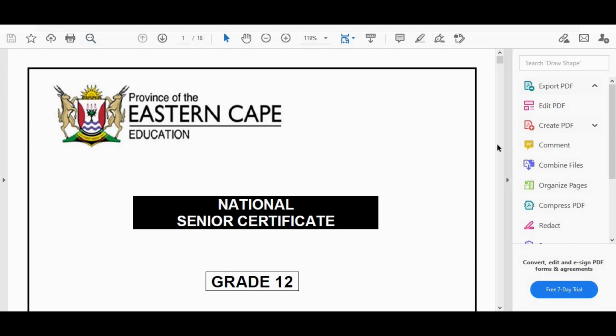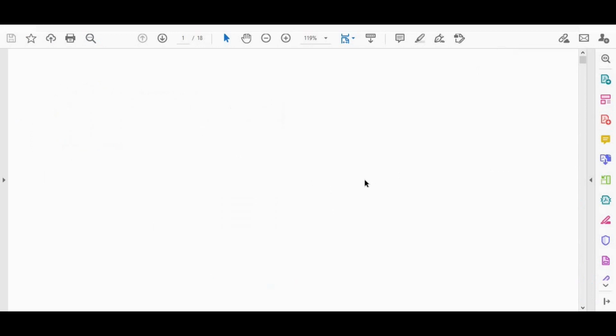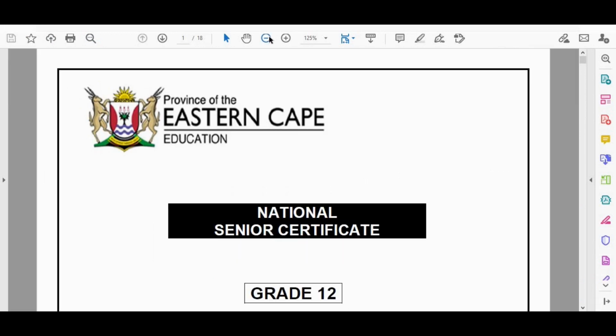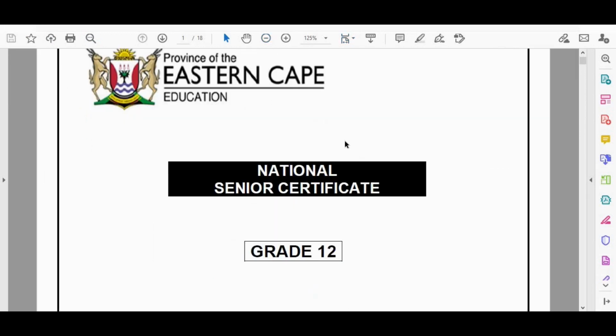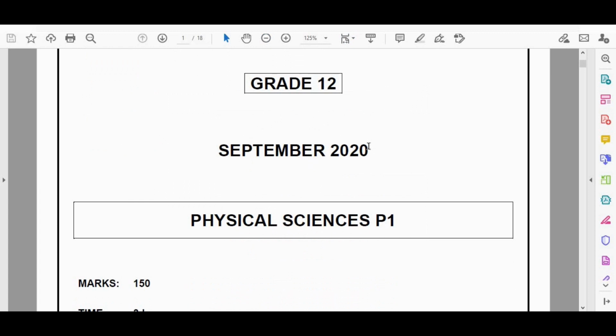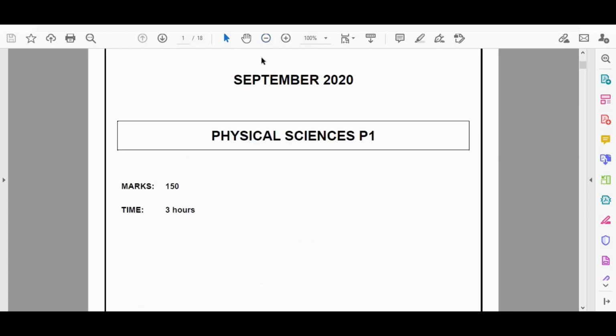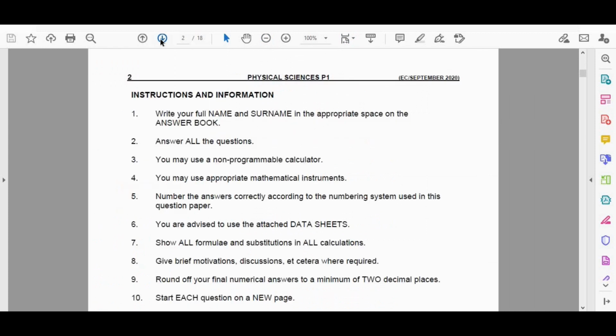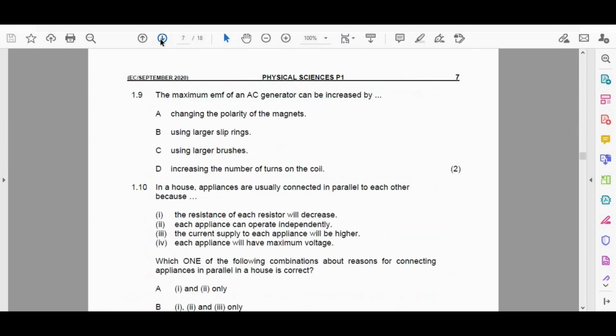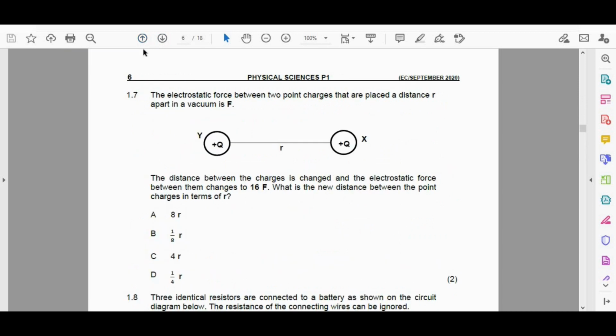Alright, so what we got here, ladies and gentlemen, is the Province of Eastern Cape Education Department grade 12 preparatory exam, a mock exam that was set. What we're going to do is have a quick look at the multiple choice questions first, to see if we can find any type of question. And we find one immediately here.